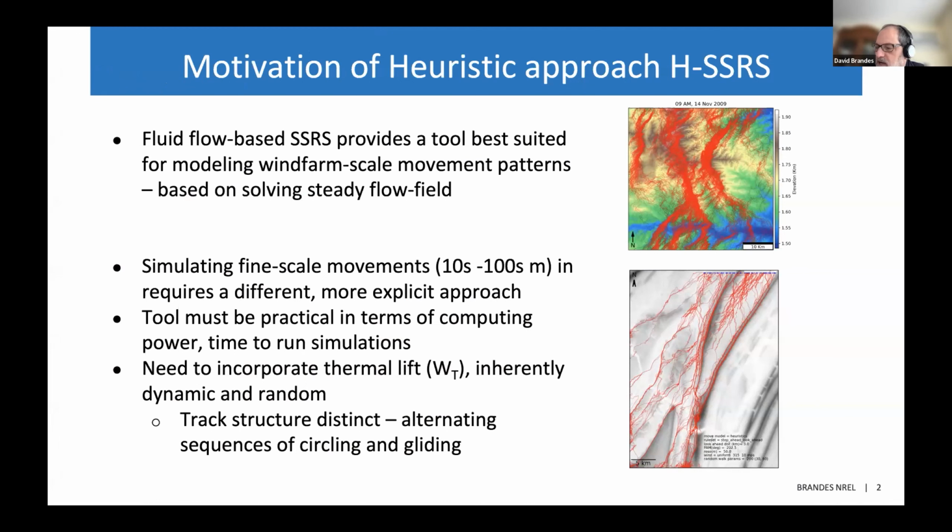The idea of heuristics is a method, in computation, that is efficient at providing a solution or an approximate solution. So the tool that RIMPL just presented is best suited for, I would say, modeling wind farm scale movement patterns and larger movement patterns, based on solving this fluid flow problem. When we get to looking at finer scale movements at a very detailed scale, perhaps around an individual turbine, we're going to need a different, more explicit approach. And that's what we're hoping this can provide.